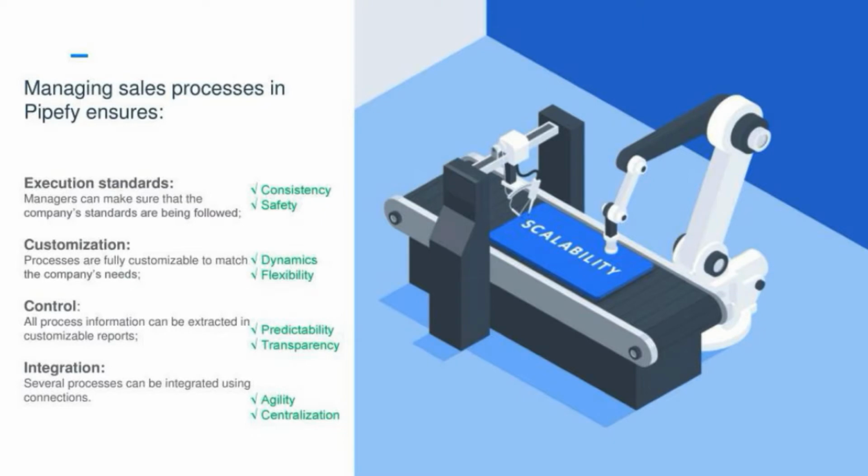Managing your sales processes in Pipefy ensures execution standards, so managers can make sure that the company's standards are being followed. So they make sure the process is consistent and safe. It also ensures customization, so your processes are fully customizable to match your company's needs. So your processes are dynamic and very flexible. It ensures control, because you can extract all of your process information in customizable reports, which generates predictability and transparency, and integration, because you can integrate several processes inside Pipefy using connections. So it gives you agility and centralization.